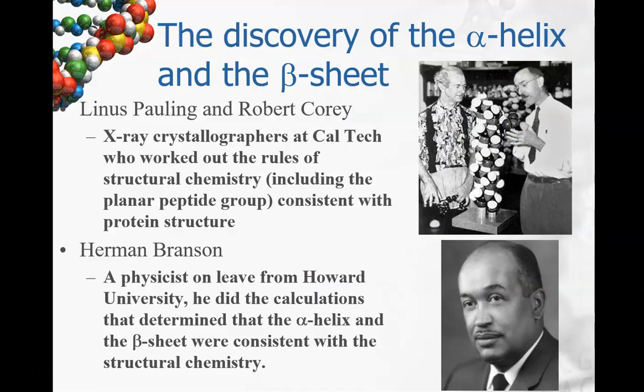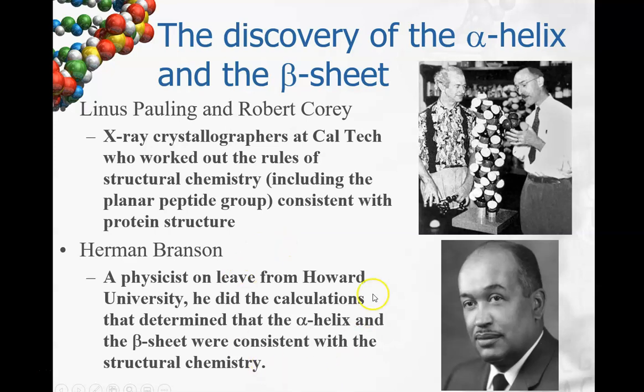So one of the things that we should note is that Linus Pauling and Robert Corey were X-ray crystallographers at Caltech, and they worked out the rules of structural chemistry, including the planar peptide group, that was consistent with protein structure. So they proposed that these alpha helices and beta sheets could exist before the X-ray crystallographers actually were able to experimentally verify them. And they tend to get a lot of attention.